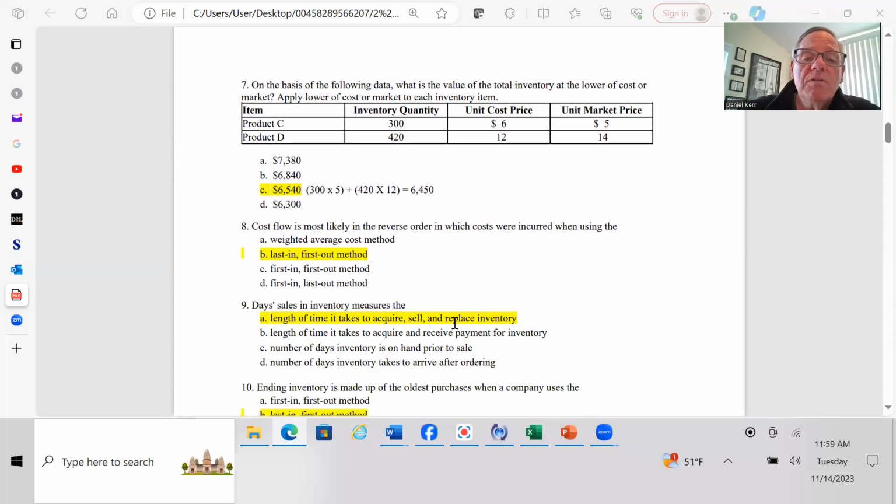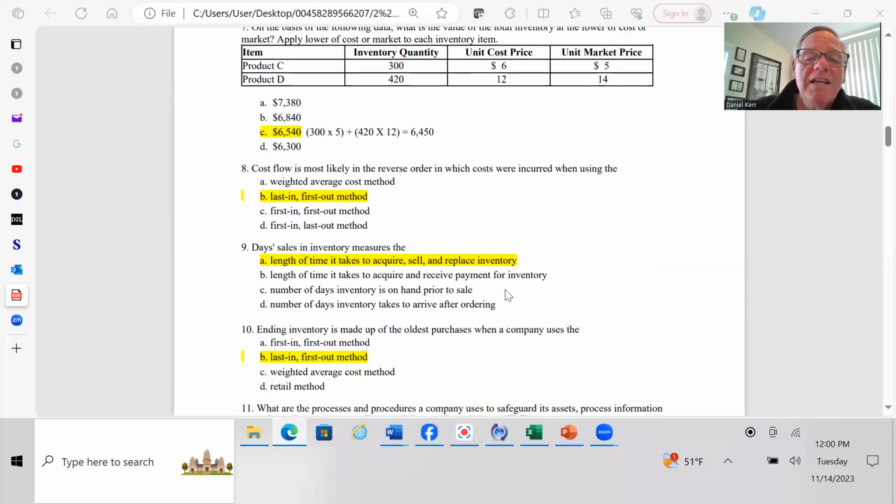Number 8, cost flow is most likely to be in reverse order, in which costs were incurred when using the last in, first out. Last in, first out. What that means is basically you charge off to cost of goods sold the most recent purchases of inventory. So that is by definition last in, first out. The last stuff that came in is the first stuff that we get rid of in terms of the cost flow. So the answer there is B.